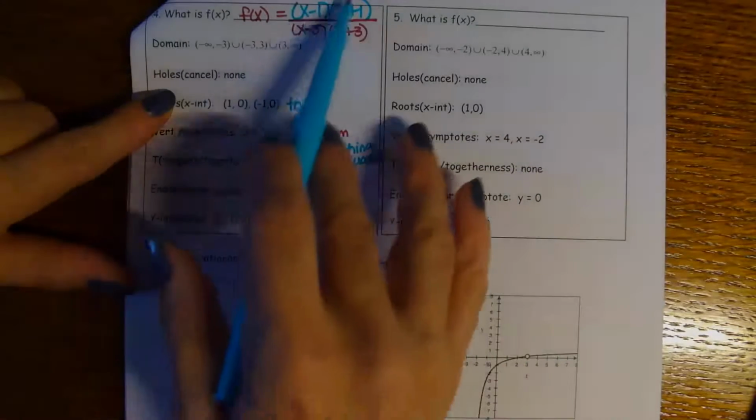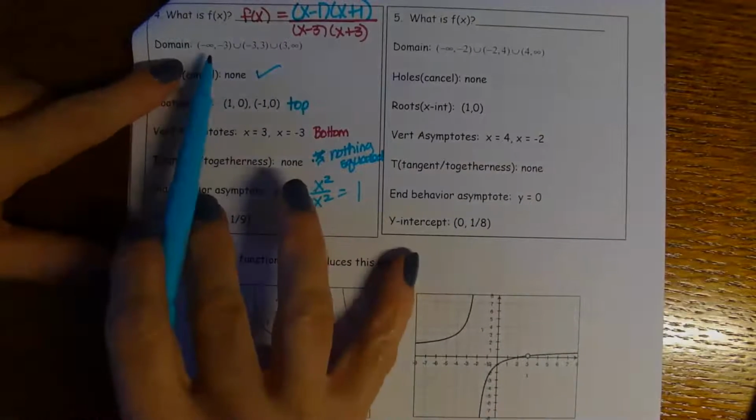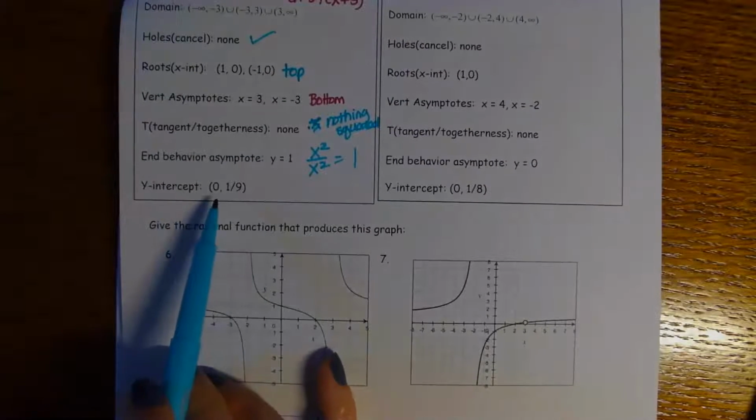No holes, so I shouldn't have any matching factors in the top and the bottom. That's good. Check. Nothing's the same. Domain, yeah, the 3's are there. Now the y-intercept is 1/9.